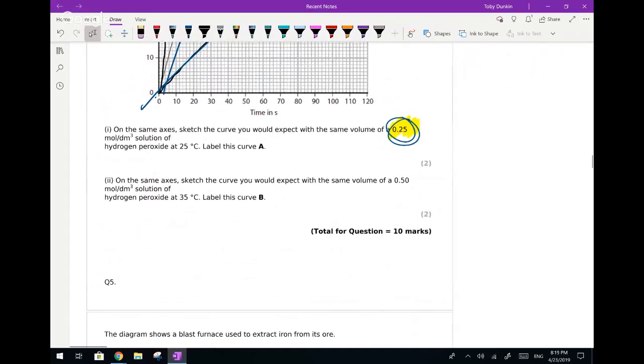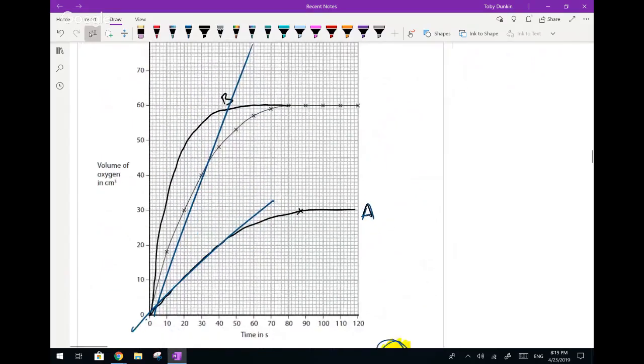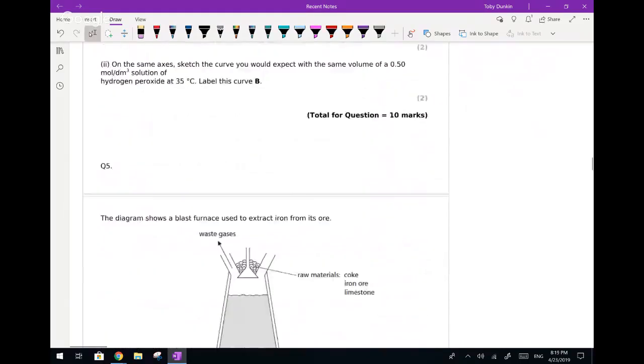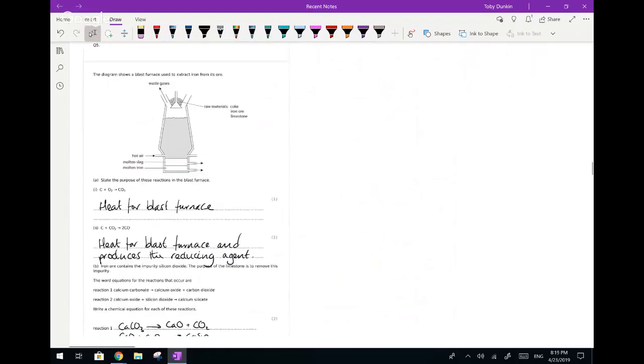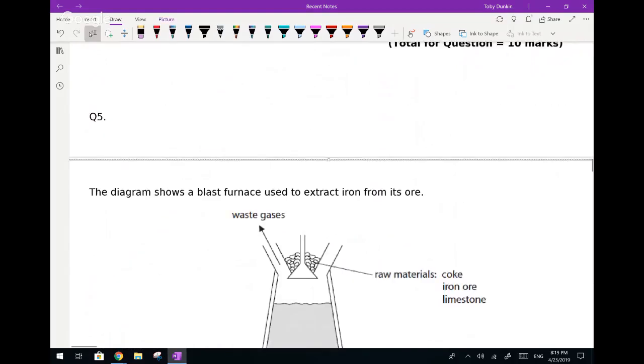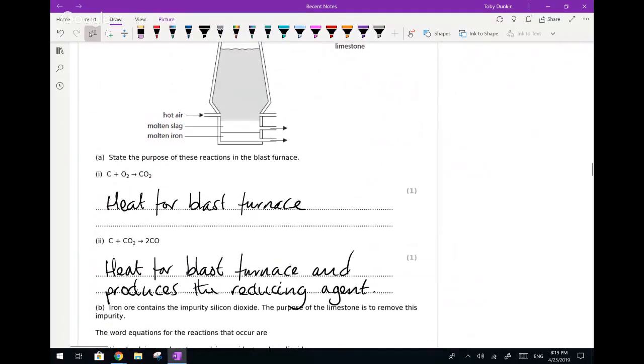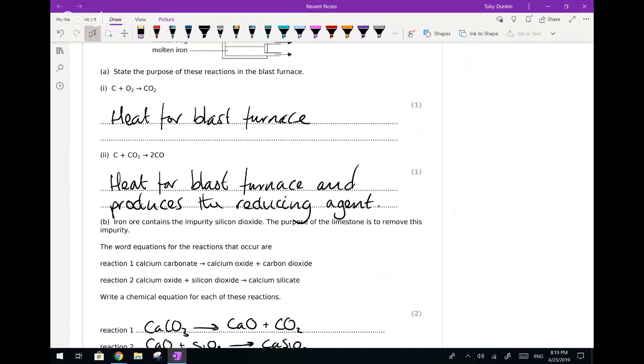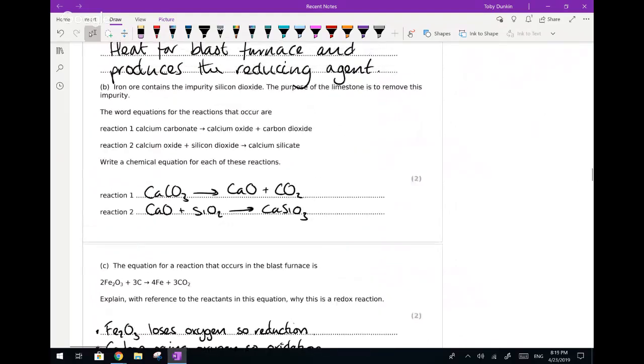The next one is the same concentration but higher temperature. Going to make exactly the same amount, but it will go up steeper, and it will end at the same height but earlier. So then sooner. Fast reaction. Heat for the blast. We did the blast furnace in metal extraction, which was nice. So carbon reacts with oxygen, forms CO2. Heat for the blast furnace. The next one produces the reducing agent and heat for the blast furnace.